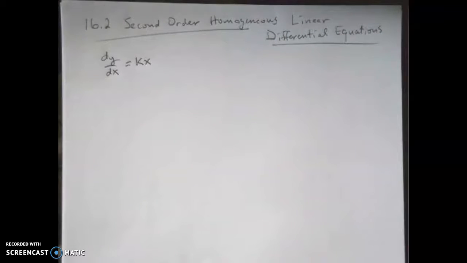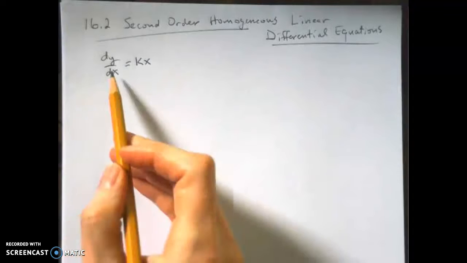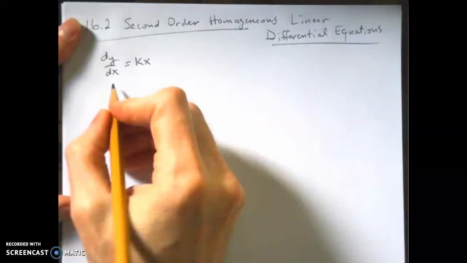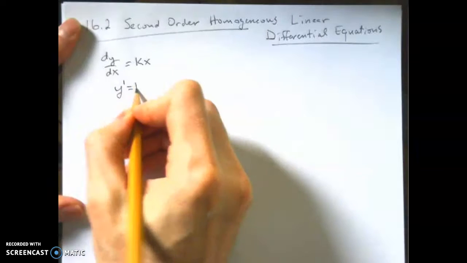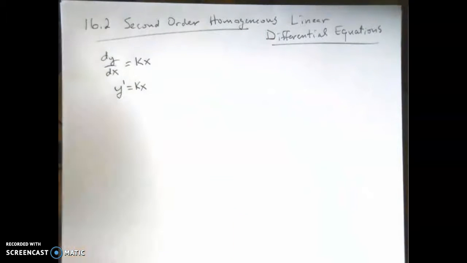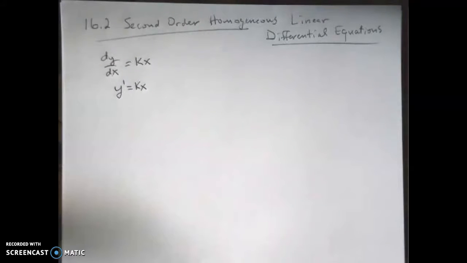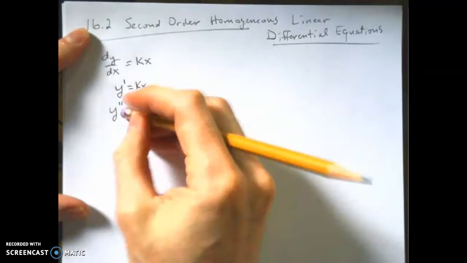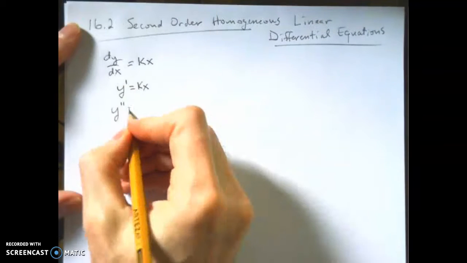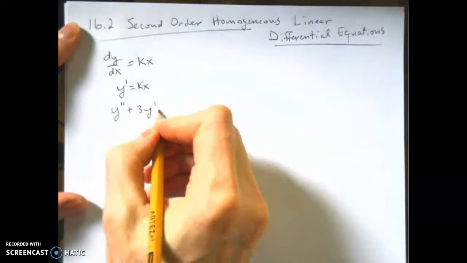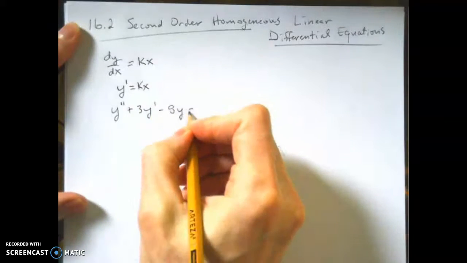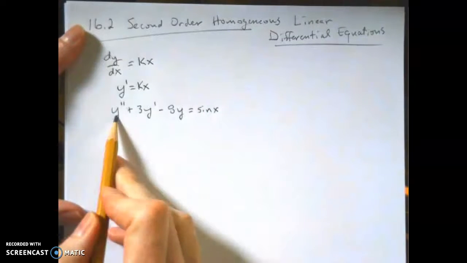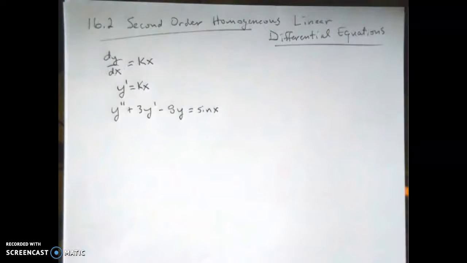Now, this is a first-order differential equation because it includes a first derivative. So a lot of times I'm going to rewrite this, instead of dy/dx, as y prime equals kx. Okay, that's a first-order differential equation. A second-order differential equation might look something like this: y double prime plus 3y prime minus 8y equal to something else, sine of x. This would be a second-order linear differential equation.